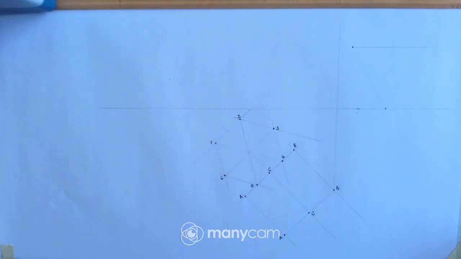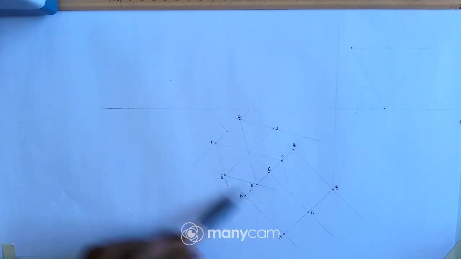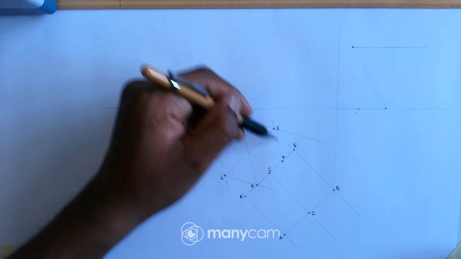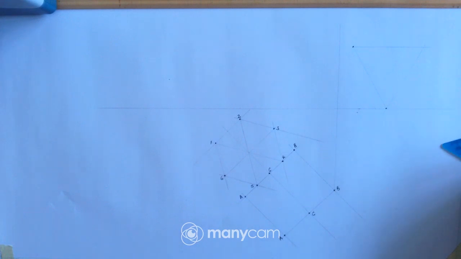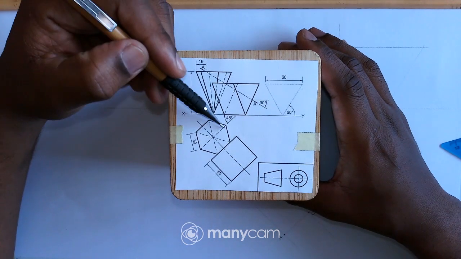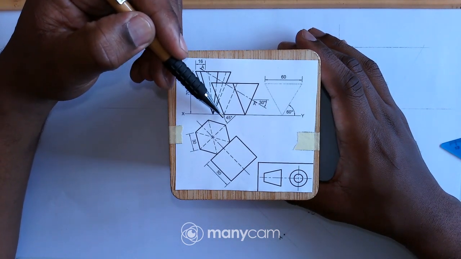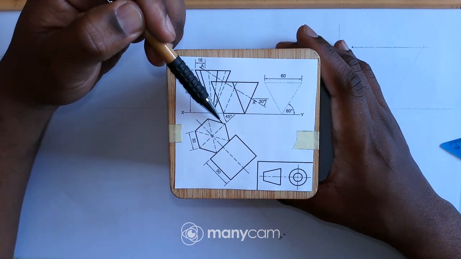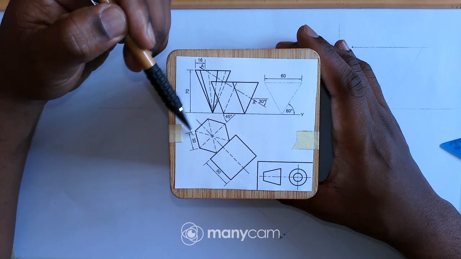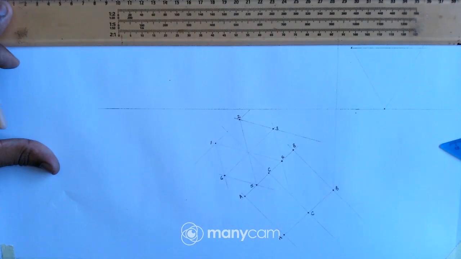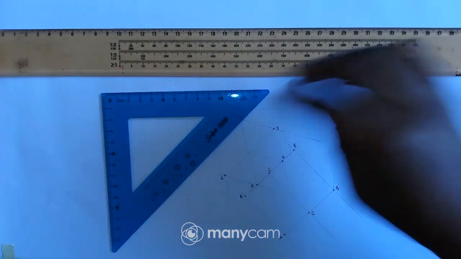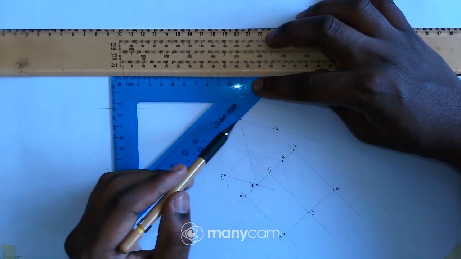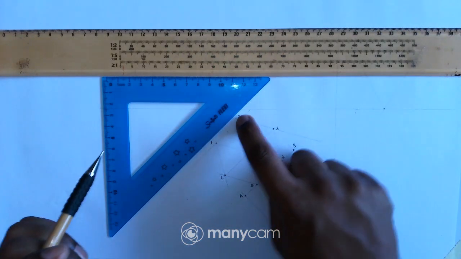Okay, so I've drawn the top view in light construction there, and I labeled all the points there. So obviously this is a hexagon shape. We are given there that this line is at an angle of 45 degrees. So obviously I used my 45 degrees set square to draw the base of the hexagon there. Let me just show you. I placed my 45 degrees set square like that, and then I drew this line here. So this is the base of the hexagon.